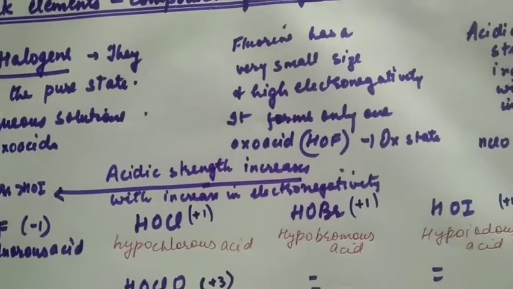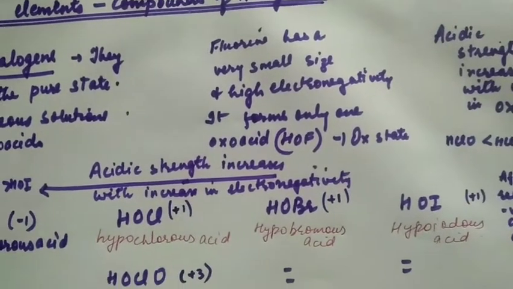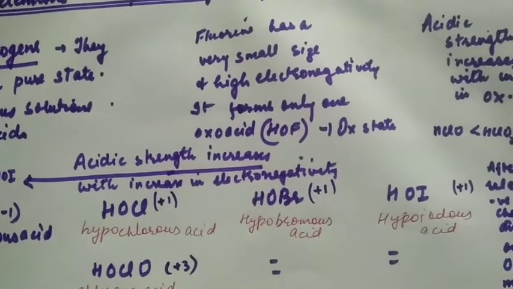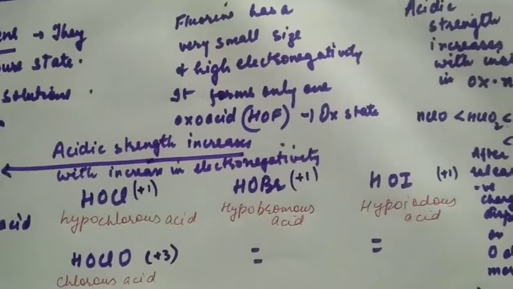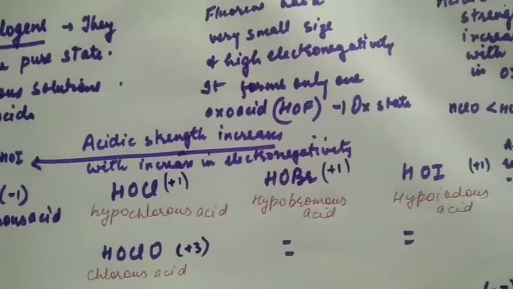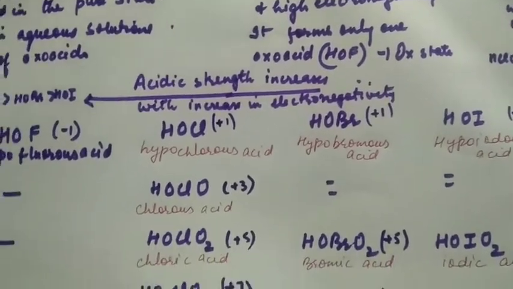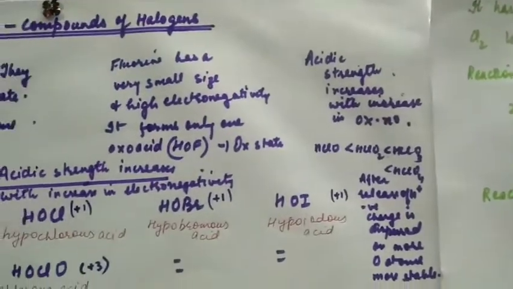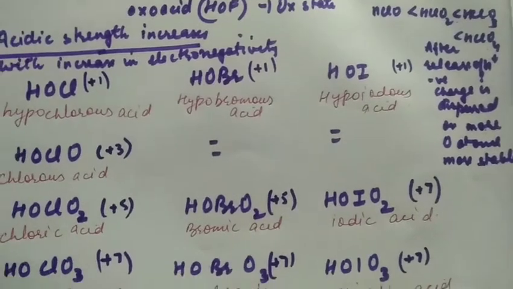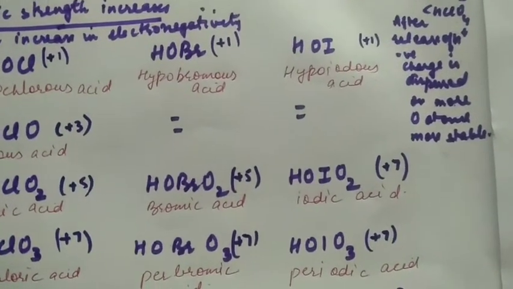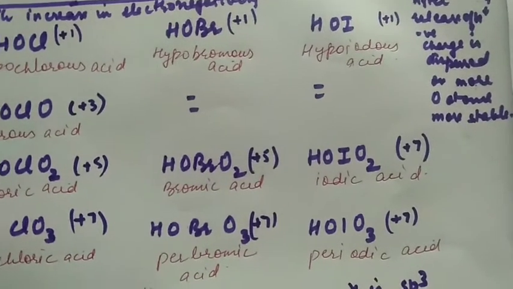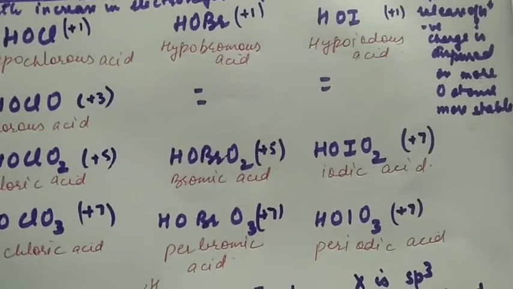Fluorine has a very small size and high electronegativity, so it forms only one oxoacid, hypofluorous acid, in which fluorine shows an oxidation state of -1. Hypobromous acid with +1 oxidation state, bromic acid with +5 and perbromic acid with +7.